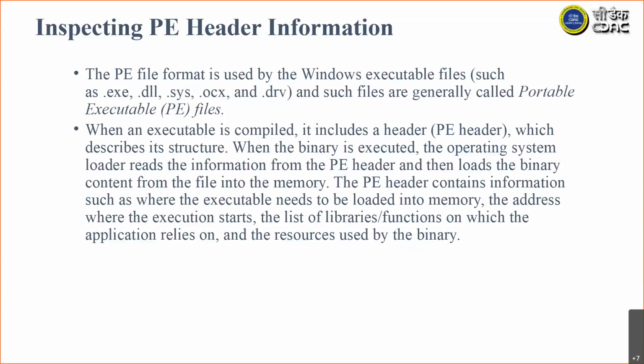The PE header contains information such as where the executable needs to be loaded into memory, the address where the execution starts, the list of the libraries or functions on which the application relies, and the resources used by the binary.